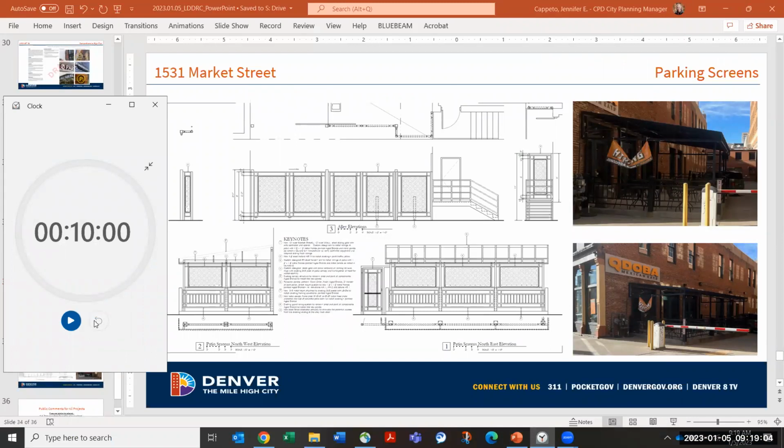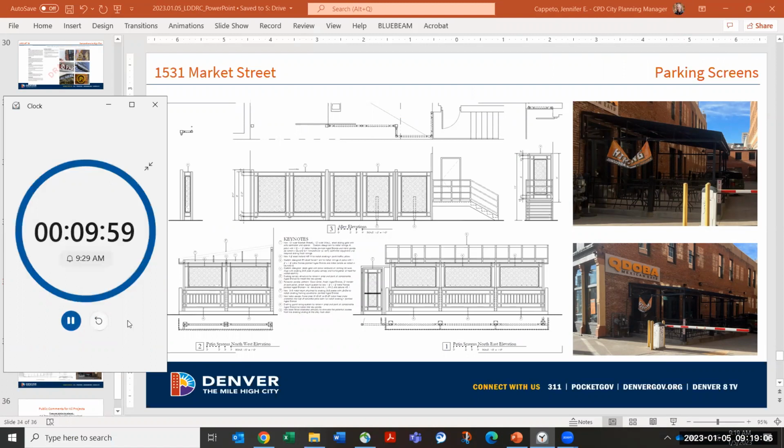Hi, I'm Zach Knight. I'm with Urban Frontier, the ownership group here. Address is 1515 Market Street, Suite 200, Denver, Colorado. So I don't have a ton to add from Brittany's presentation. Really do want to give you some background on the need here, which is what's driving us to want to install the gates and screening.